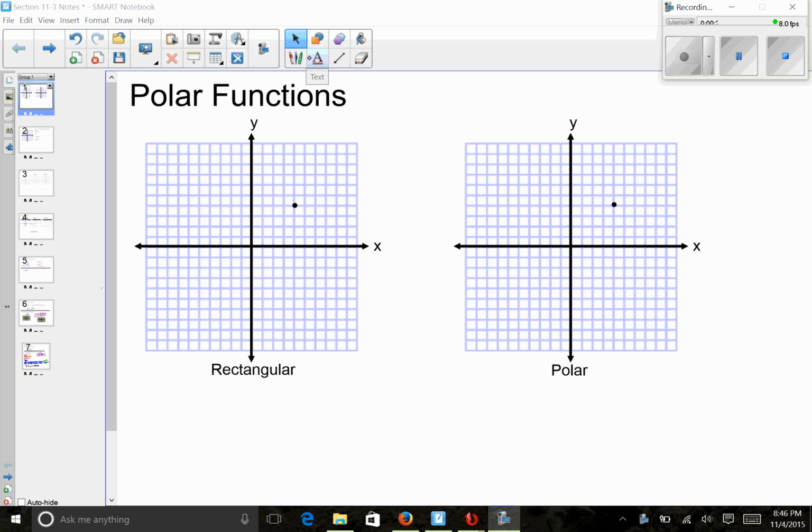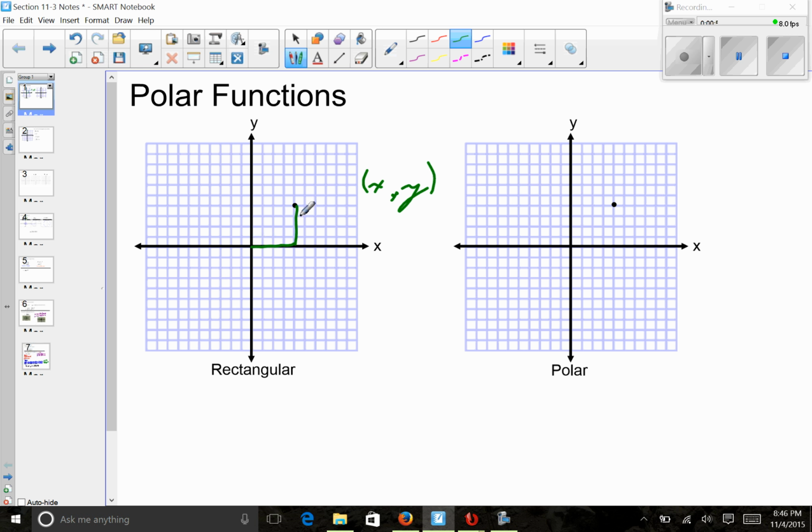In rectangular form, just to remind you, we move only at right angles. So we move horizontally, we move vertically. So if I were finding the coordinates of this point in rectangular form, we talk in terms of horizontal movement and vertical movement, x and y. So this would be moving 4 right and 4 up, which would give us the coordinates of 4, 4, making a nice right triangle here.